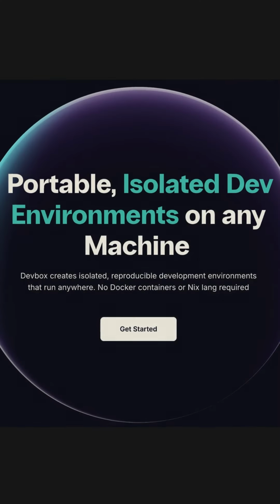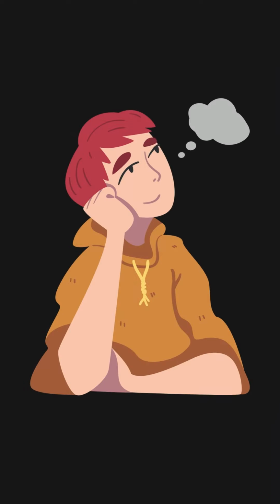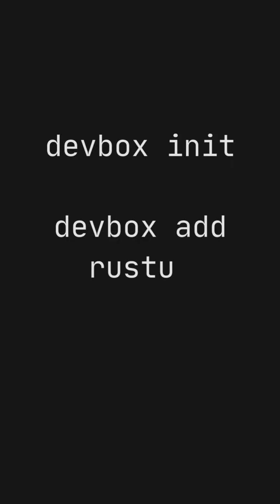Well, I used this really useful tool called DevBox. It's very similar to Nix shells, but simpler. Imagine you wanted to try out Rust, but you weren't sure you actually wanted to stick with it. So you just use DevBox to create a container in a specific folder for a project. Then you run a couple of commands and bam, you have a development environment.